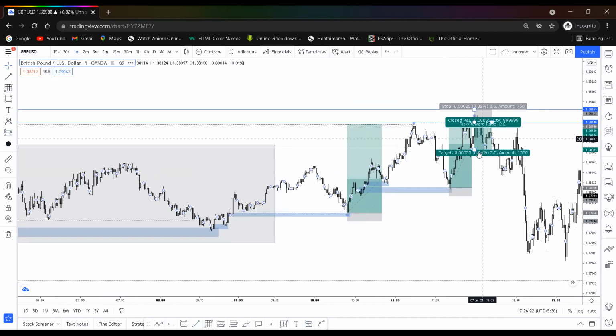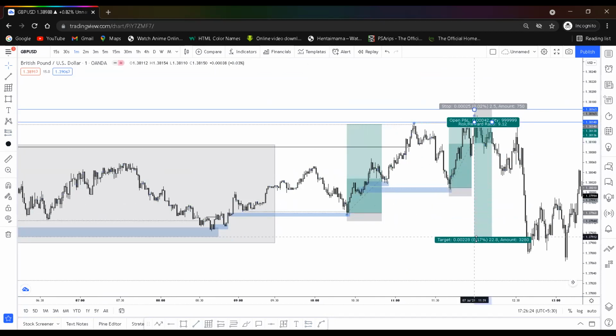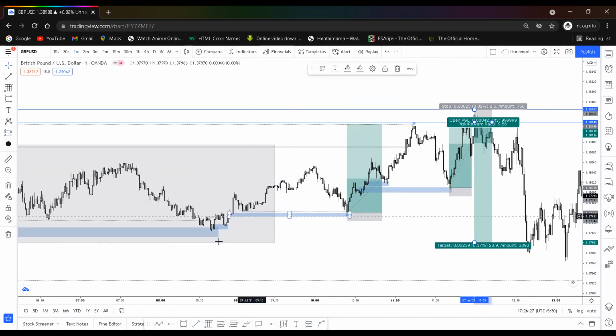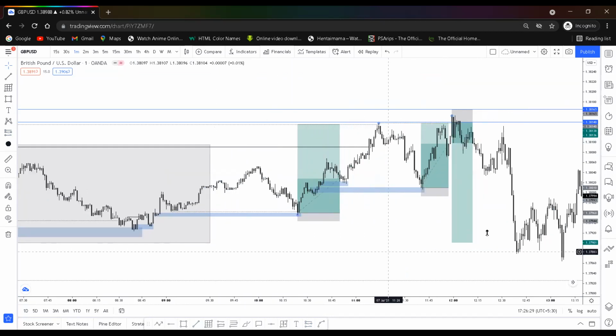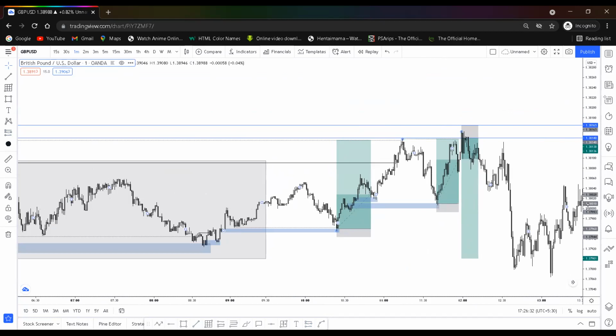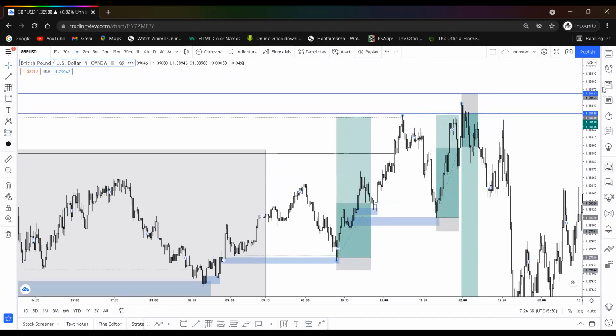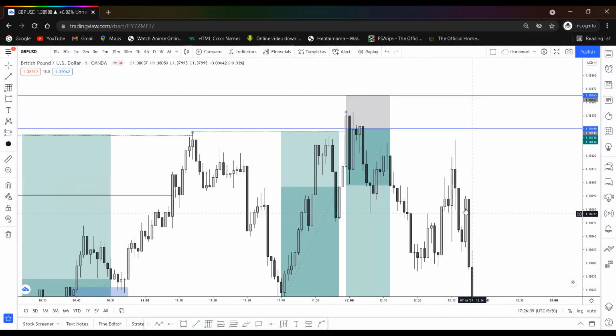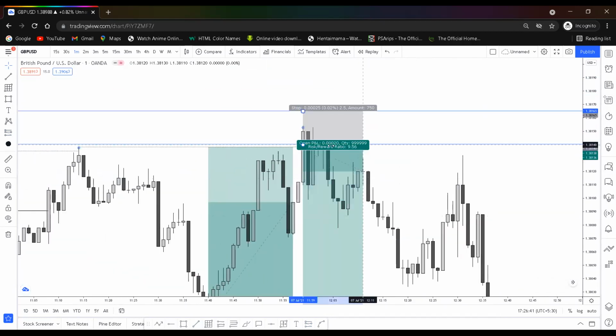Now, if I take it from up there, the Asian low would be my target. You see that? And why is the Asian low the target? I'll tell that to you. The Asian session is a super important thing, I'll tell you about it. And now this would have been the first entry.